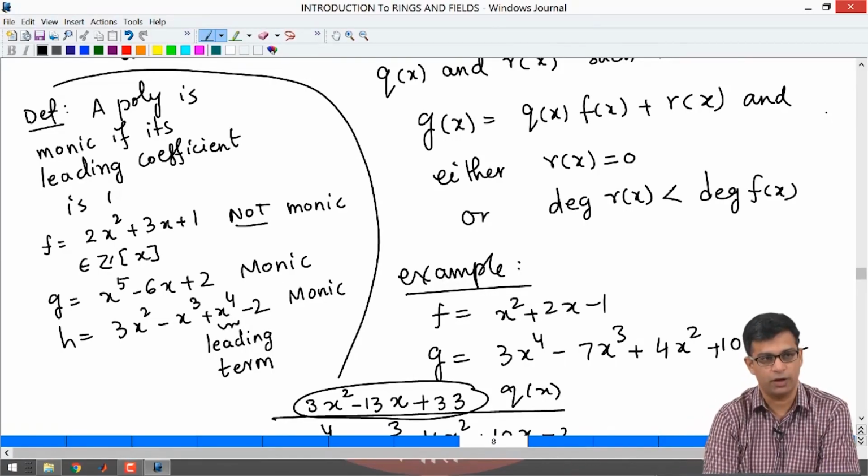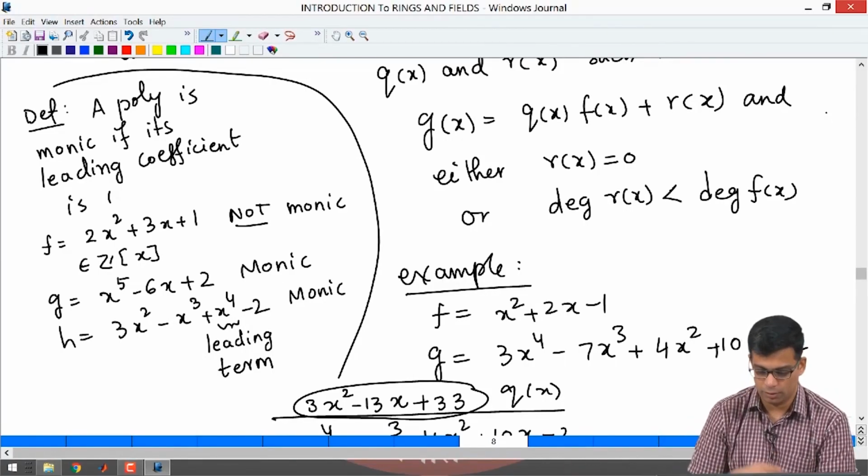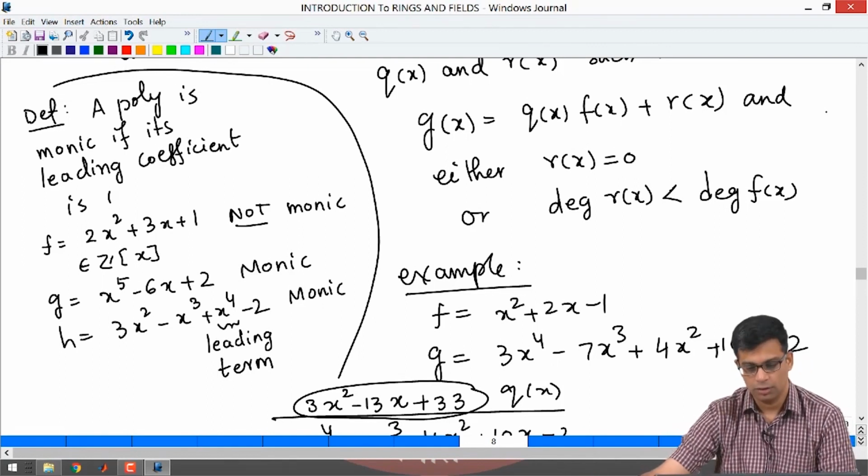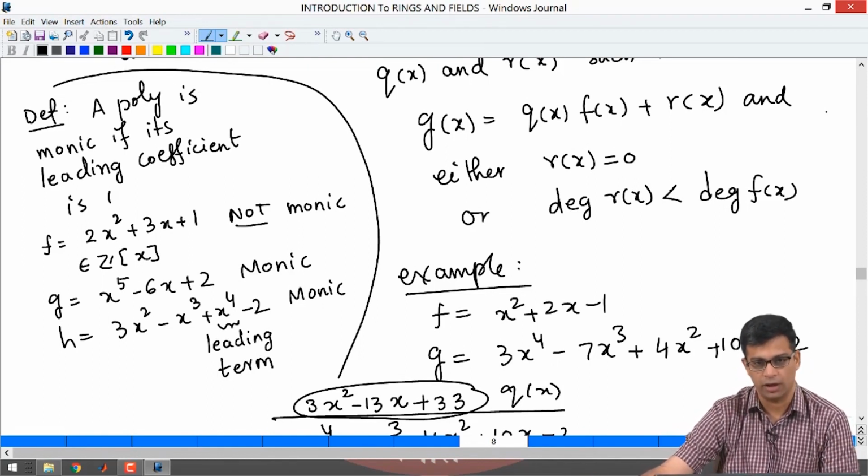I will stop this video here, and in the next video we will discuss a little bit more about division inside the polynomial ring, and we will study a few more properties of the polynomial ring.